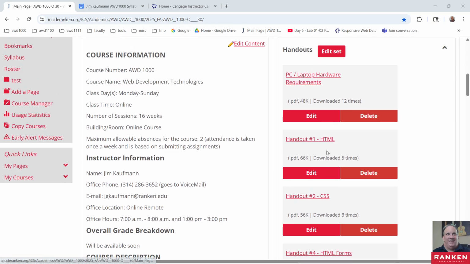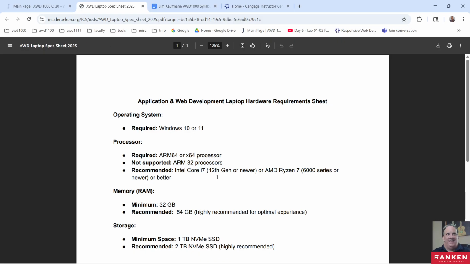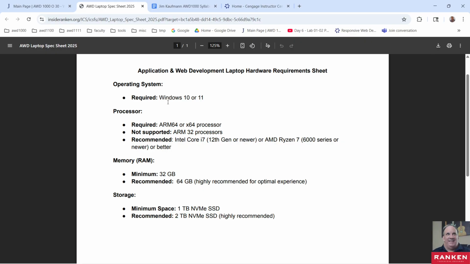You don't really have to worry about this too much. Do want to kind of bring up the idea of the requirements. This has a laptop, laptop PC requirements, right? So let's see. Actually, I guess I can just download this again. There we go. So operating system, Windows 10 or 11.